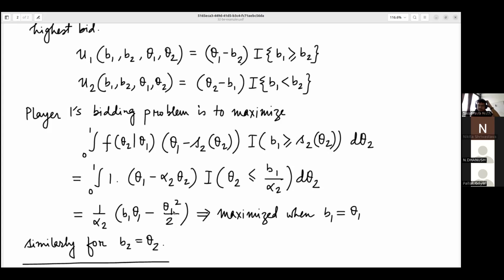Related to this, my question was, can we have some mechanism in which we change the tie-breaking rule so that it's no longer an equilibrium in which they are reporting their true values? They report something other than their true values because of the change in the tie-breaking rule. So yeah, you can do that also, but you will see that this mechanism is completely anonymous in the sense that it is not giving any importance to any of these players. The tie-breaking rule is just for our convenience.